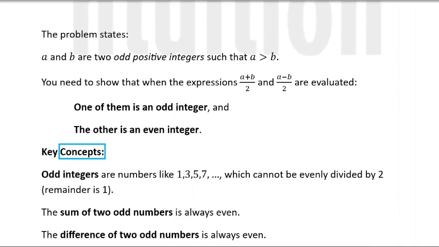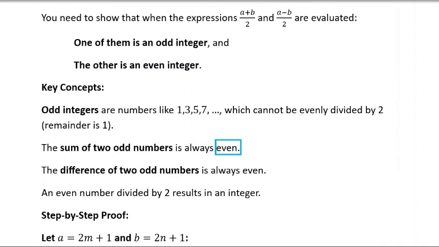Key concepts. Odd integers are numbers like 1, 3, 5, 7, which cannot be evenly divided by 2. The remainder is 1. The sum of two odd numbers is always even. The difference of two odd numbers is always even. An even number divided by 2 results in an integer.